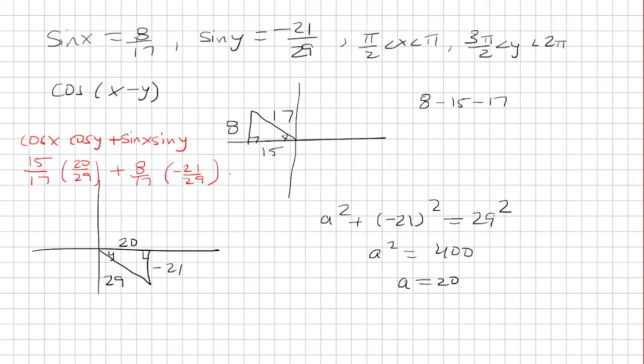So they're both going to have the same denominator. There's going to be 17 times 29, both of these. And then it's 15 times 20, which is 300. 8 times negative 21 is negative 168. So that's going to be 132. And then 17 times 29, well, you can kind of think of this like 17 times 30 minus 17, but for that, you get 493. And so this is our final answer.